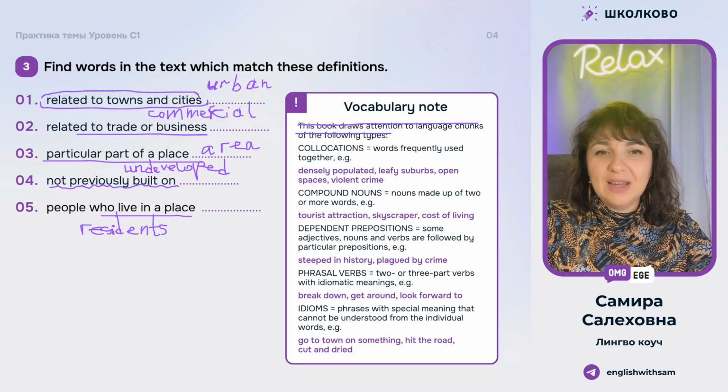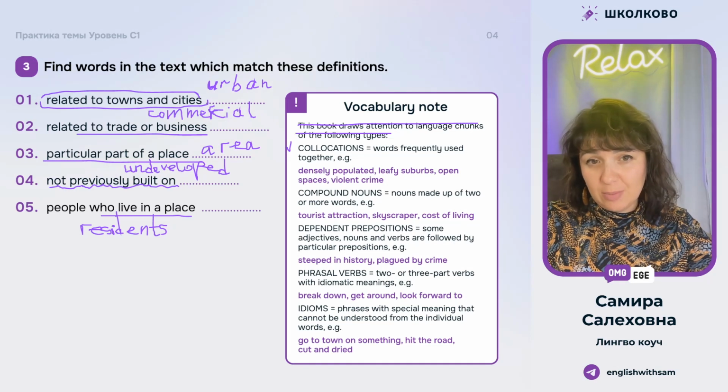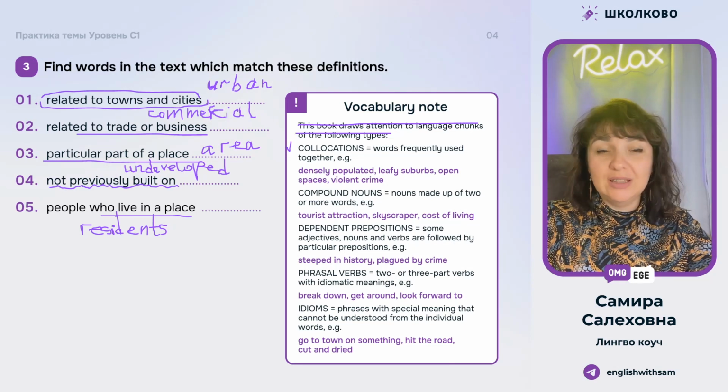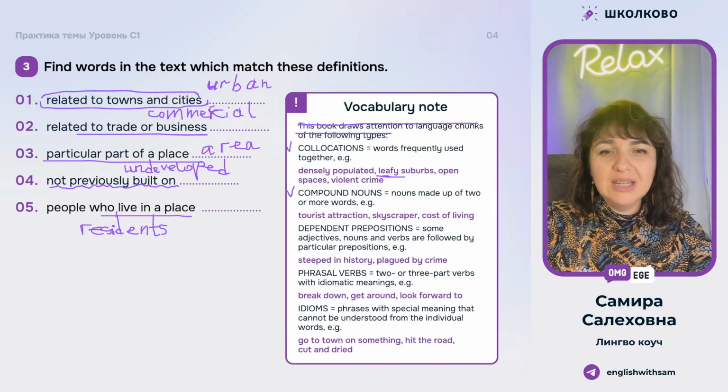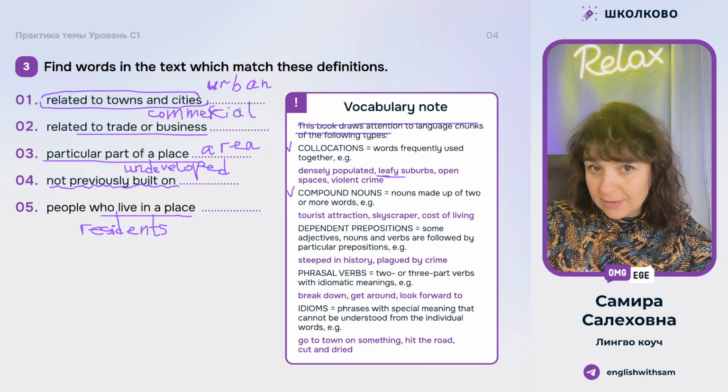So here we have some kind of vocabulary note about collocations, that these are words frequently used together. For example, densely populated, leafy suburbs, open spaces or violent crime. We have compound nouns, nouns made up of two or more words, for example, tourist attraction, skyscraper, cost of living.